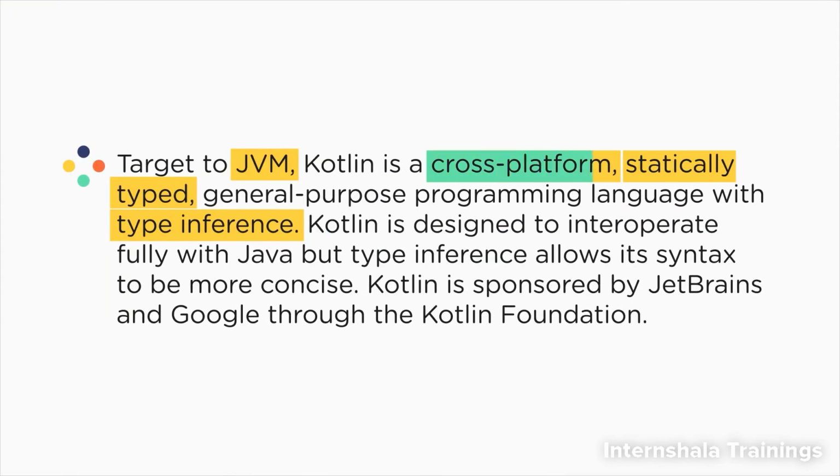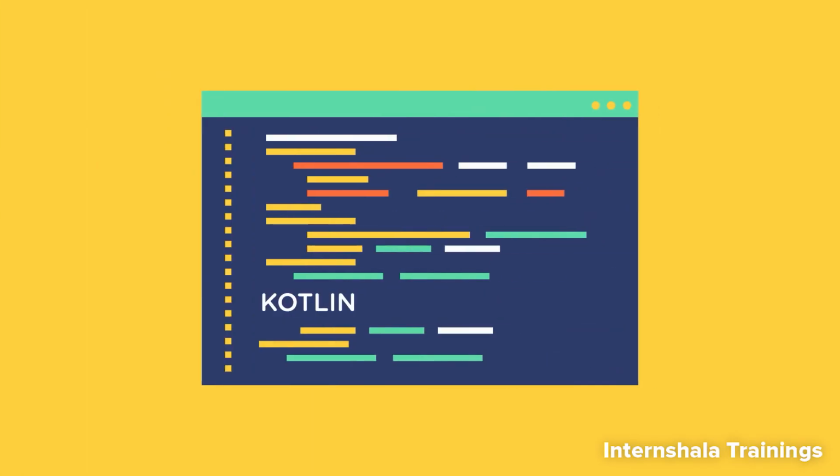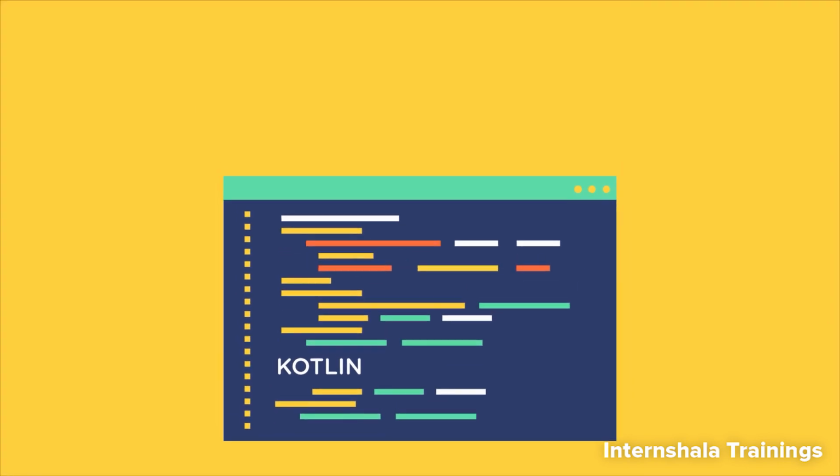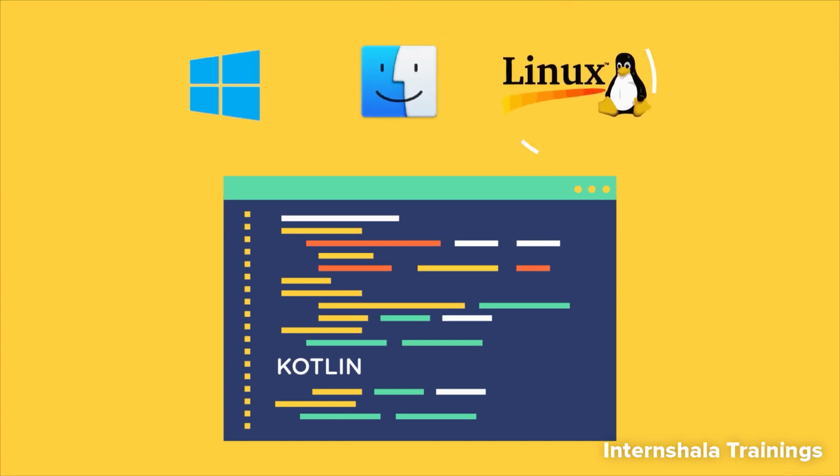Now let's look at the next term, that is cross-platform. So, Kotlin has been described as a cross-platform programming language. So the code written in Kotlin for Windows can be executed on Mac OS and Linux too, and vice versa.